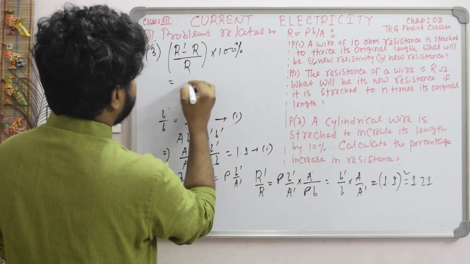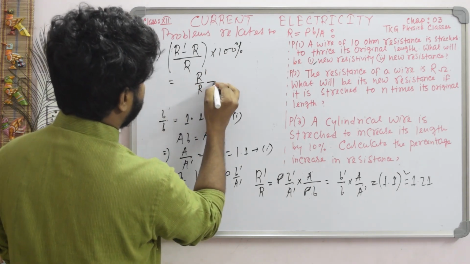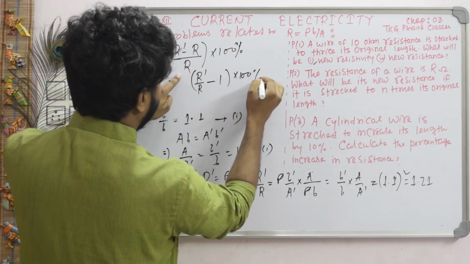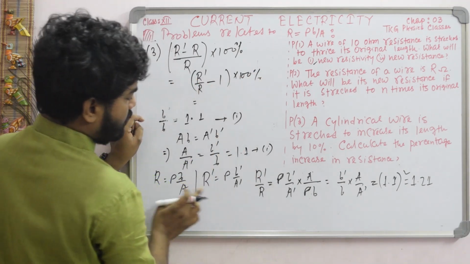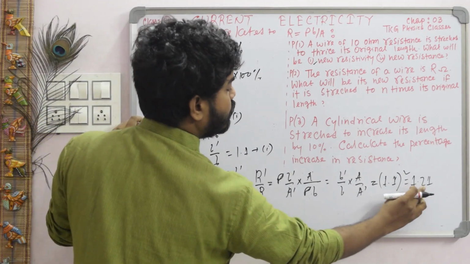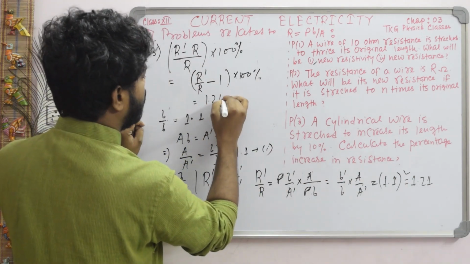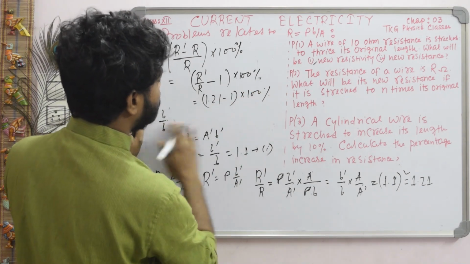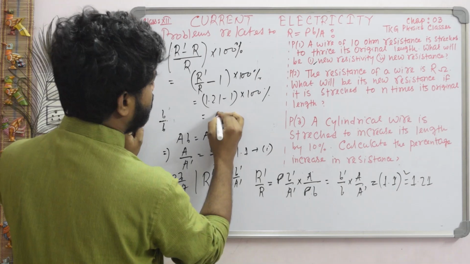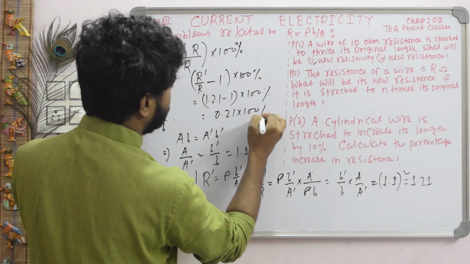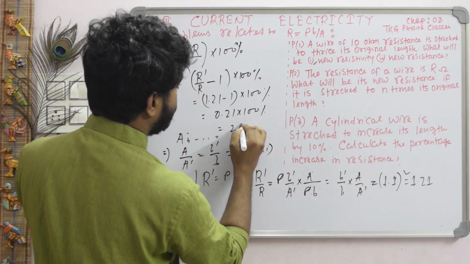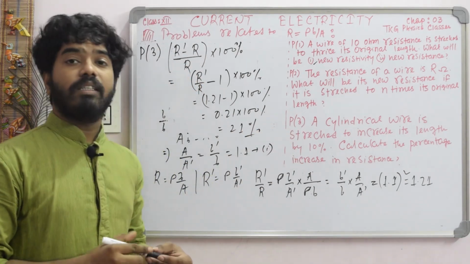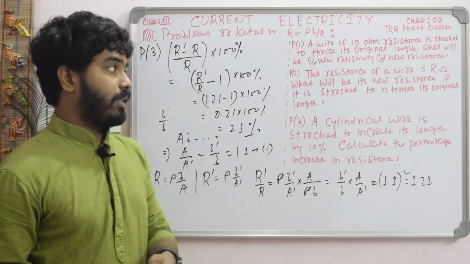Now solve it: R dash by R minus R by R, which is 1, into 100%. You know R dash by R is 1.21, so 1.21 minus 1 into 100%. This becomes 0.21 into 100%, so it will be 21%. So the percentage increase in resistance is 21%.